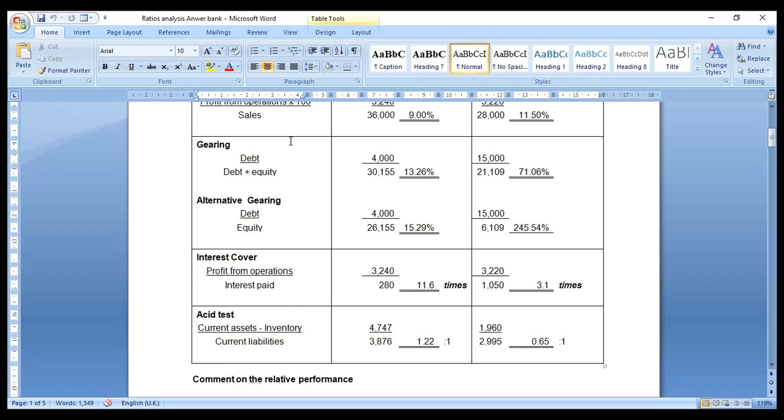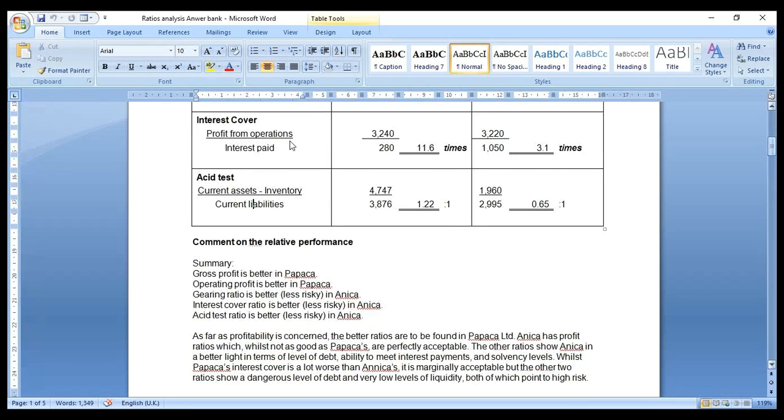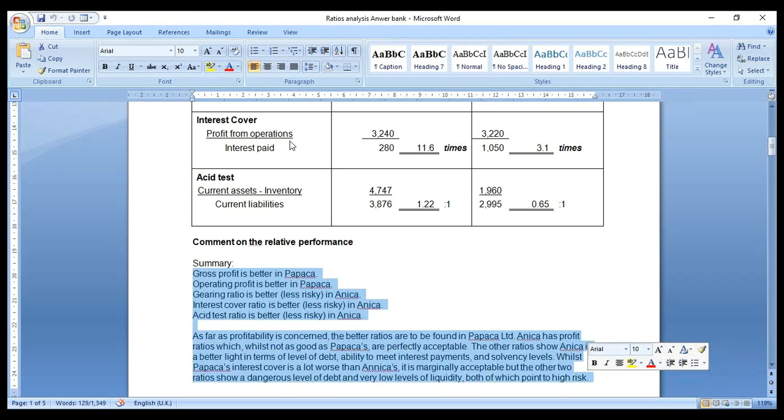But if you look at Paprika, they have only 65 pence of asset against 1 pound of liability. So they have less liquid asset. In each section we can compare and we can argue which one is better, which one is more risky, which company to invest in and why. This is all our conclusion, our analysis measuring the performance of the company.